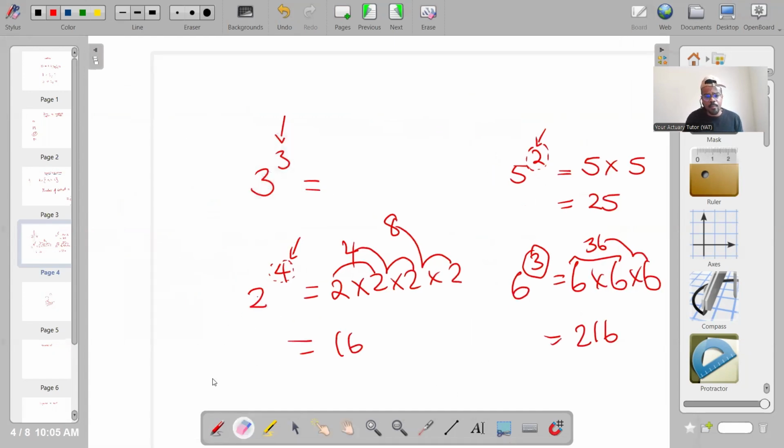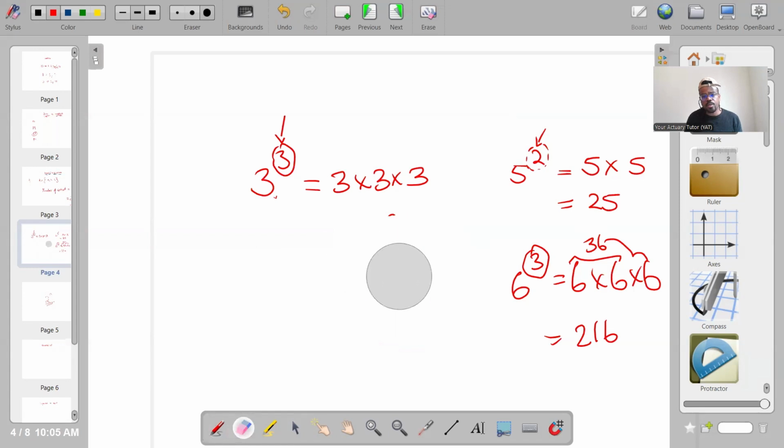This one tells me to repeat the base 3 times. So the base is 3, so 3, 3, and 3. All of them are going to multiply now, yeah? So 3 times 3 is what? 9. And then 9 times 3 is what? 27. Are you done? So welcome to exponents. A little side note: we want to make sure that everybody has a little skill there.